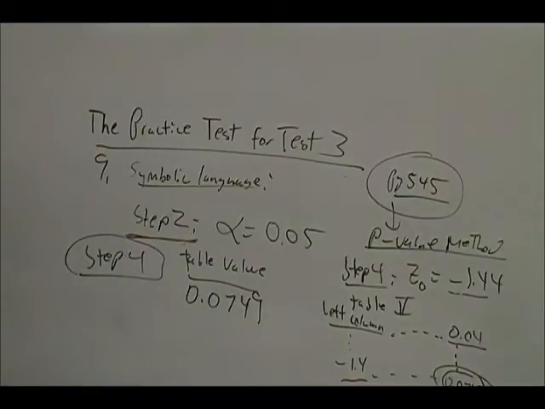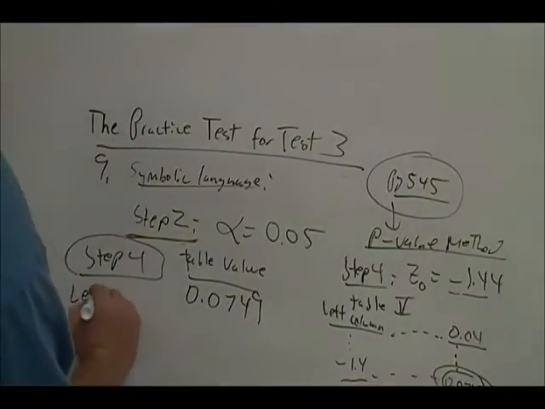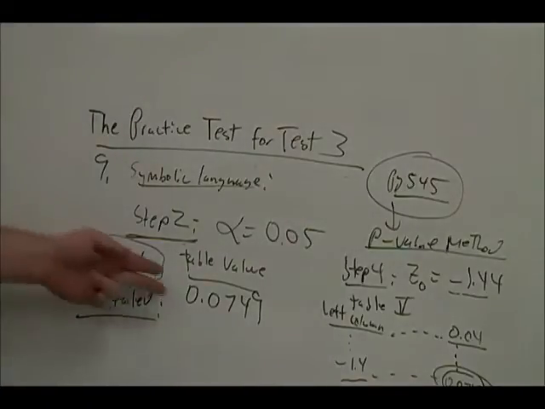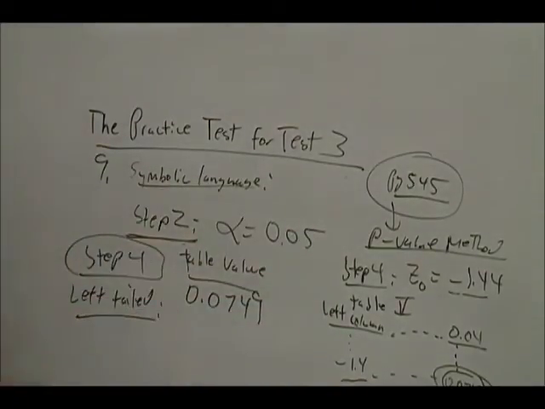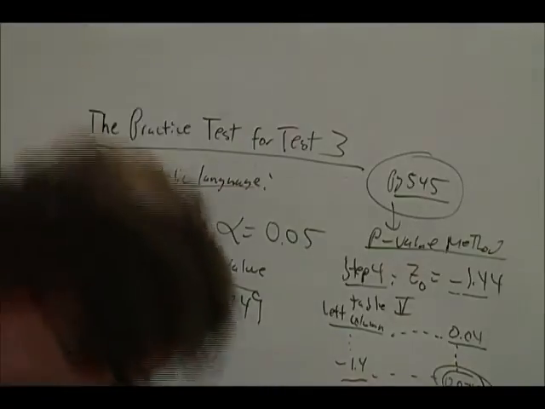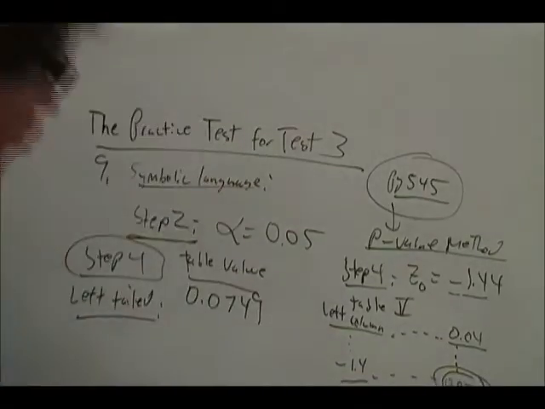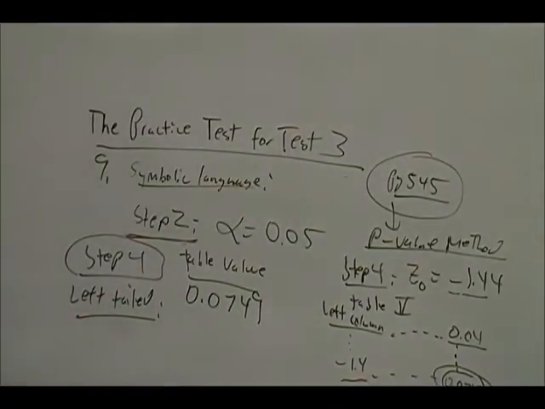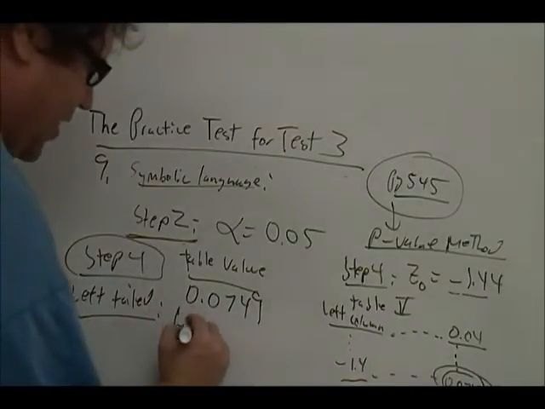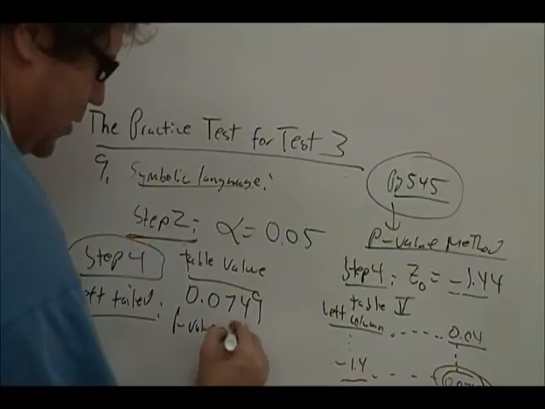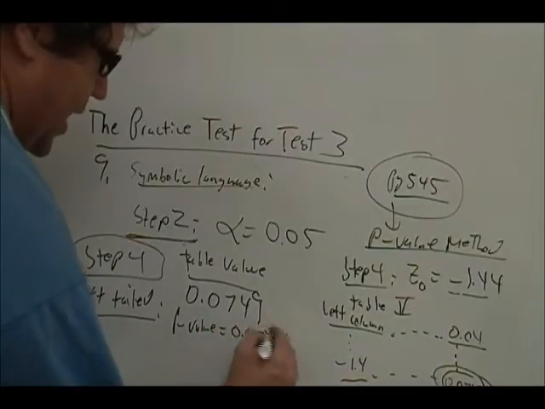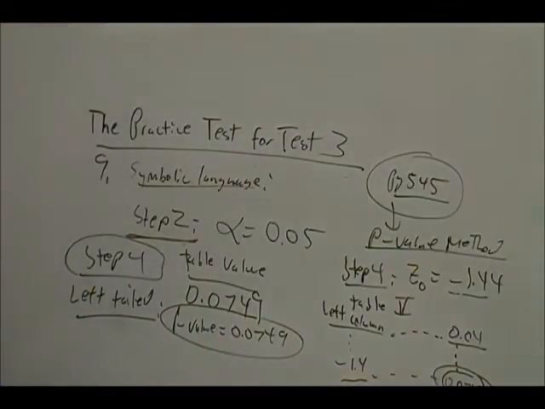Well, remember, we have a left-tailed test. So when you have a left-tailed test, the table value for the test statistic is the p-value. If you have a right-tailed test, you would have to subtract the table value from 1 to get the p-value. But we have a left-tailed test. So that means the p-value is equal to 0.0749.